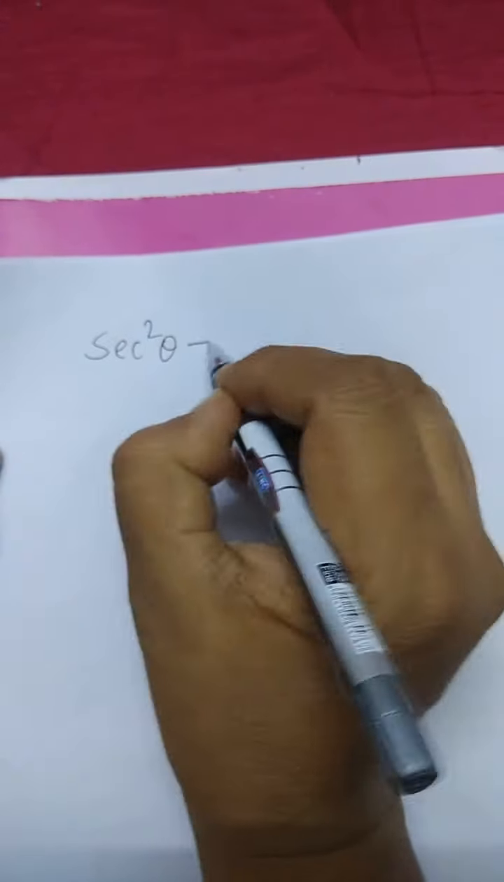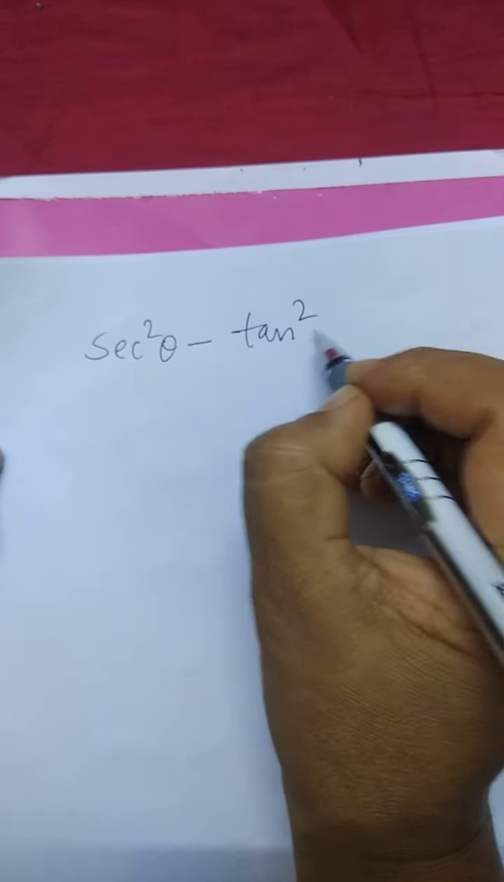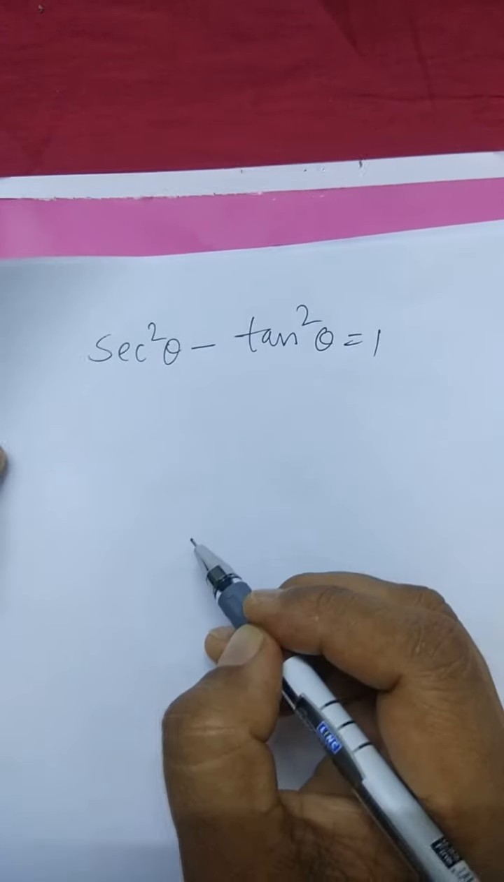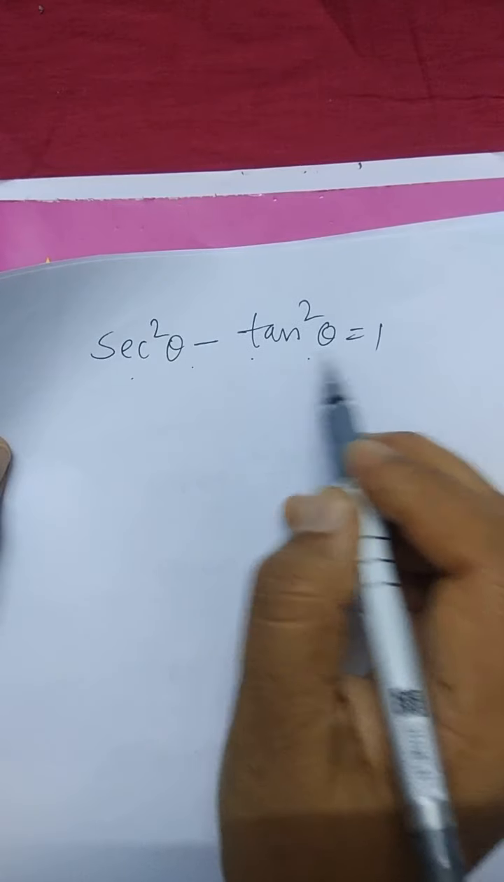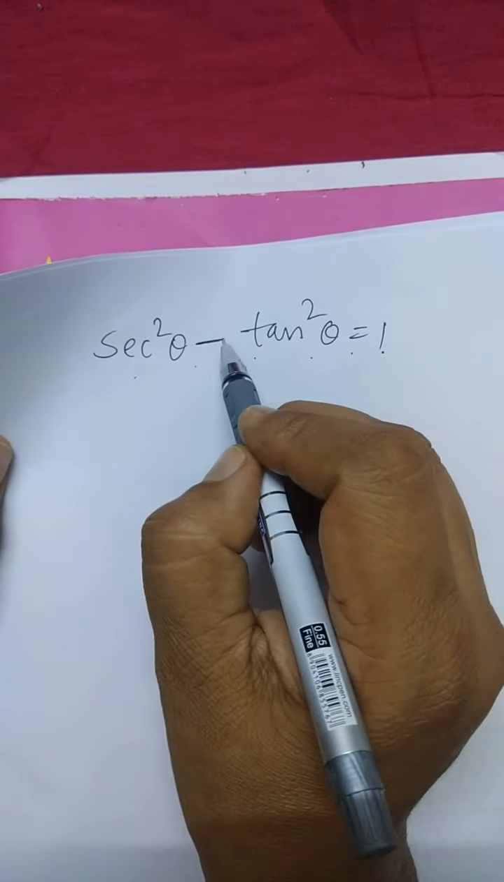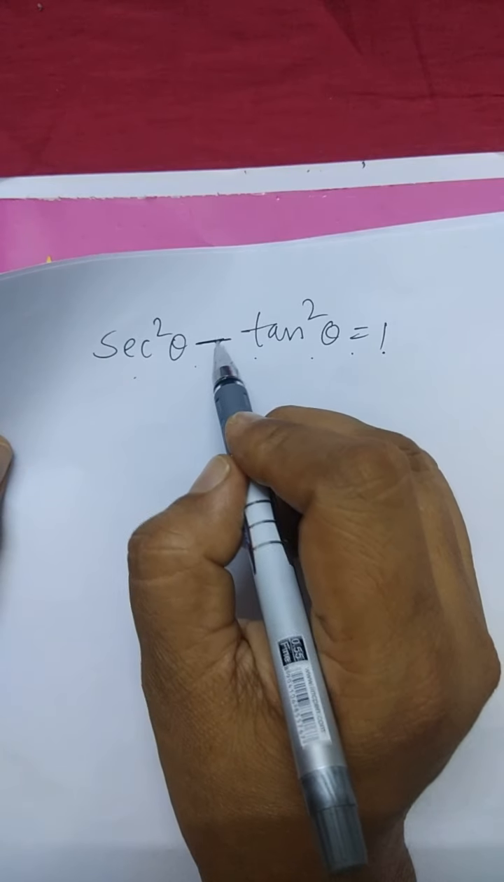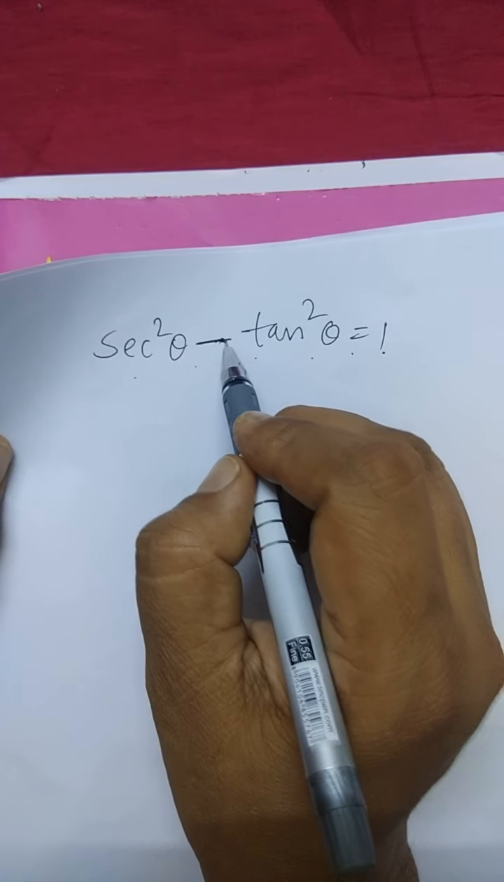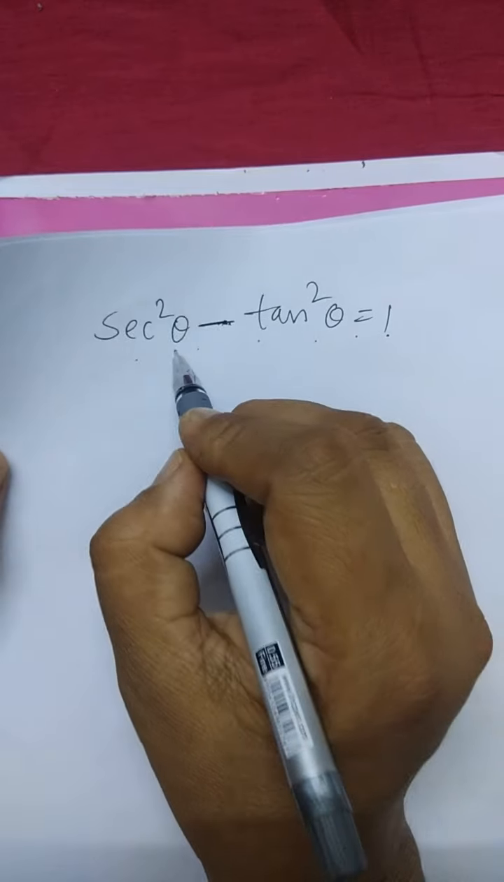The next identity is sec square theta minus tan square theta equal to 1. In the first identity it was a plus sign, but here in the second one it is a minus sign. You have to remember. How to prove this? You take any angle.